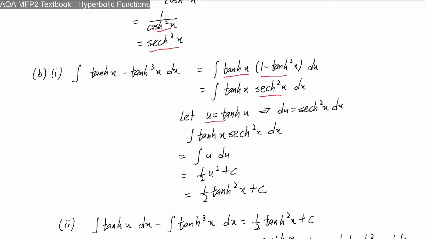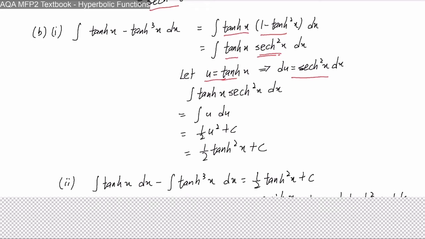So in this case, we know that when we differentiate tan, we will get a sec squared. So for this one, we know we are going to use the substitution. So we use the substitution again. u is equal to tan x, so it gives us that du is equal to sec square x.